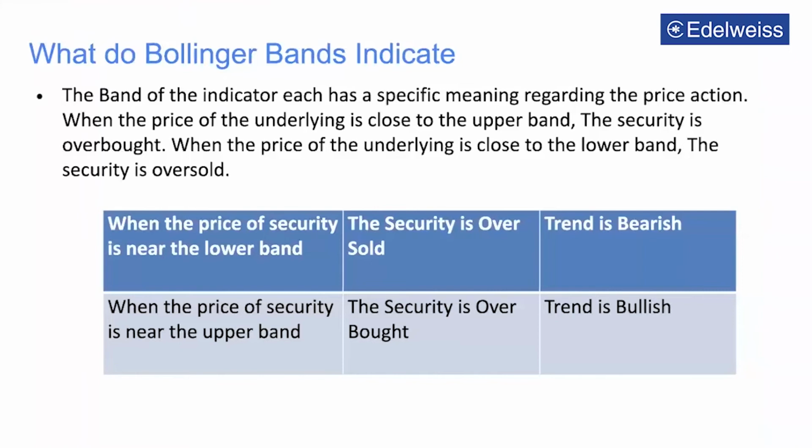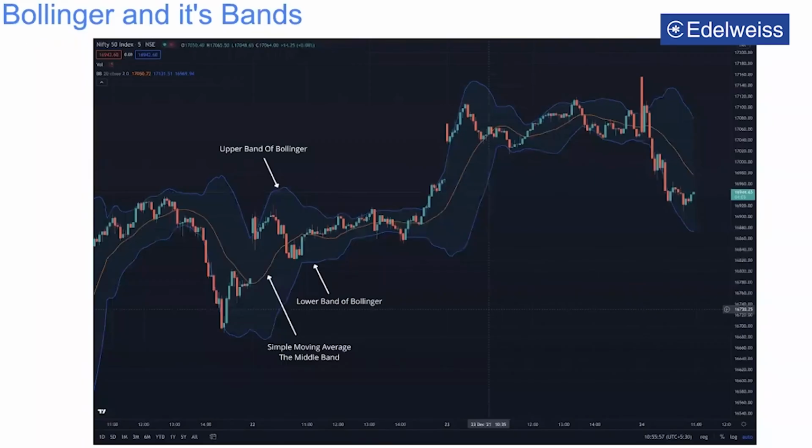Same happens when the price of the security is near the upper band: the security is overbought, and the overall trend for the stock is very bullish. We'll just have one run through about Bollinger Bands. So when the price of the security is near the lower band, the security is bearish. I'm sorry. At the end of the chart, around 11 o'clock, we can see that there was a huge break in the Bollinger Band, due to which there was heavy selling in the market.